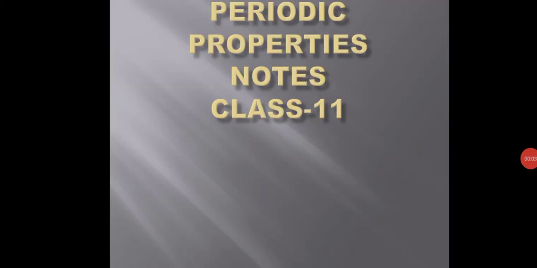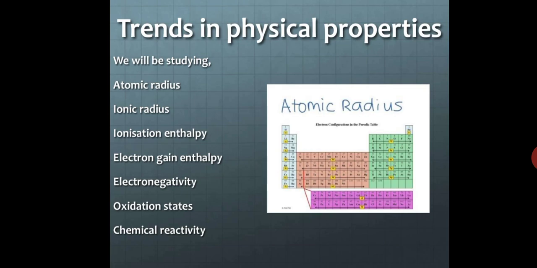Now, after completing the periodic table, we will come to the periodic properties. The periodic properties you can see, we will be studying about atomic radius. In atomic radius only we are having the ionic radius. We will be studying the ionization energy or ionization enthalpy. Next is electron gain enthalpy, which you have studied in the lower classes as electron affinity.